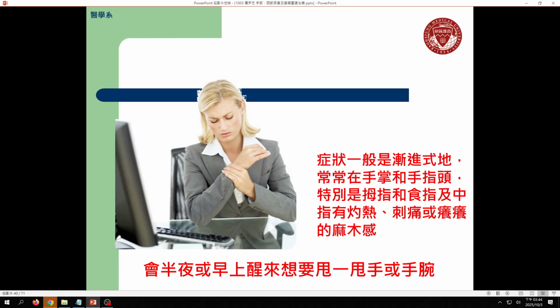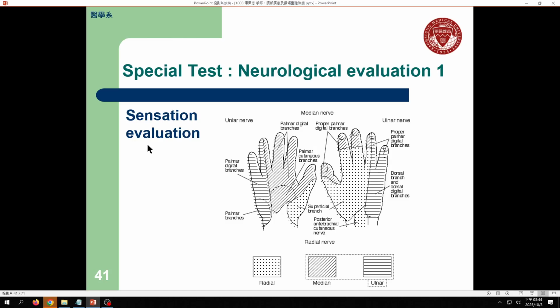Why would you suspect it's the median nerve? Why would you not suspect the ulnar nerve? First, you have to read anatomy, right? What I say is always based on anatomy. Median nerve: the palm area, half of the ring finger to the thumb tip. That's the median nerve distribution area. And the little finger and half the ring finger, that's the ulnar nerve.